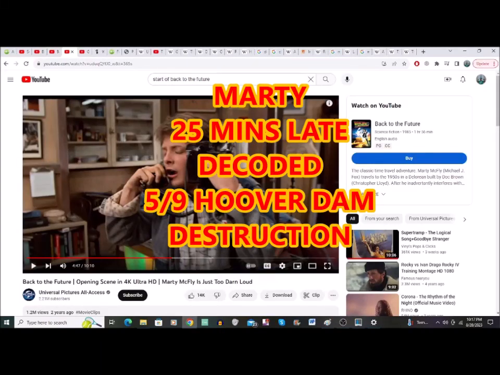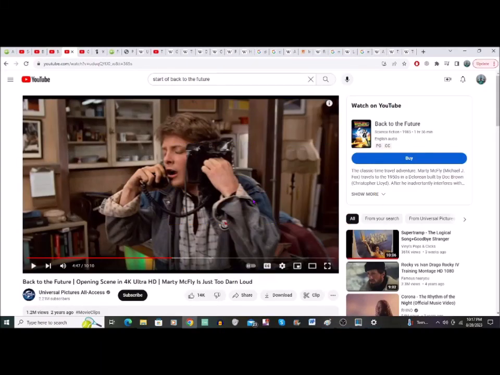Alright, hello. Remember this part in the start of Back to the Future? It's been bugging me for ages, and I've tried to decode this several times before. Of course, depending on how you look at things, the decode comes out differently. But I've got another decode on this spot in Back to the Future. What we're trying to decode here is Marty being late for school.